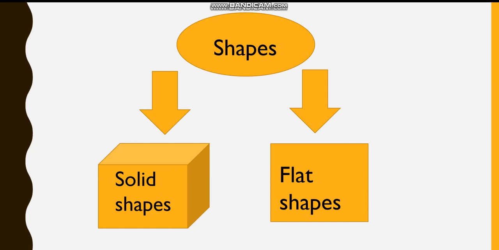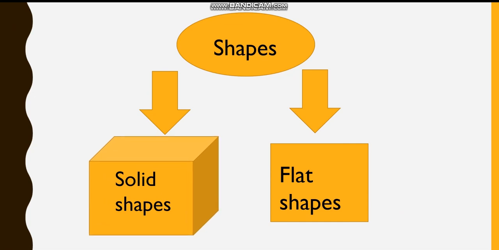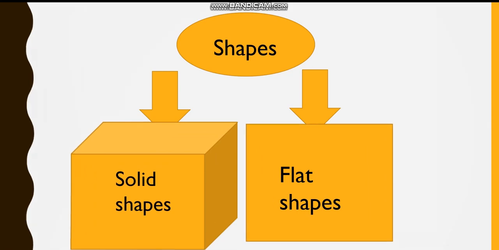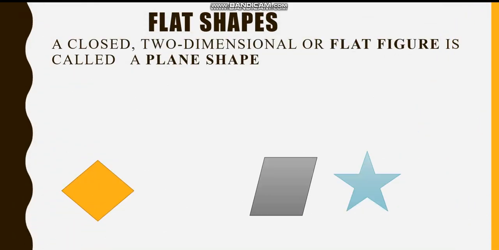Okay, let us take a look at it. Shapes are varied into two things. One is solid shapes and another one is flat shapes. So let me explain what is flat and solid shape. A flat shape, which is nothing but a closed two-dimensional or flat figure, is called a plane shape. So a plane shape is called a flat shape. If any shape that we can see only in the front view, that is two-dimensional. So we can mention it, that is flat shapes.